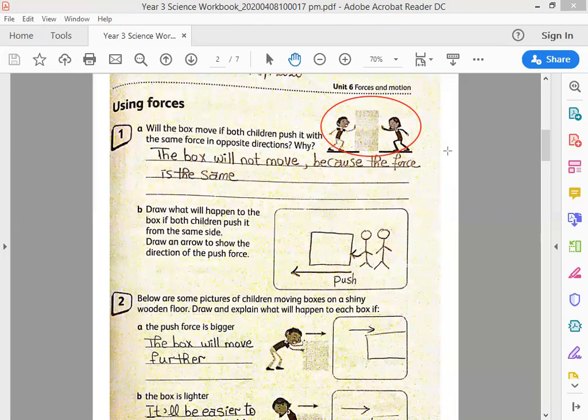Imagine that there is a box and you start to push it with the same force against your parent or your sibling. What do you think?